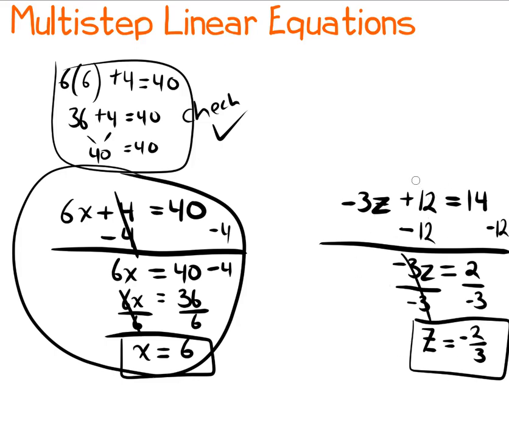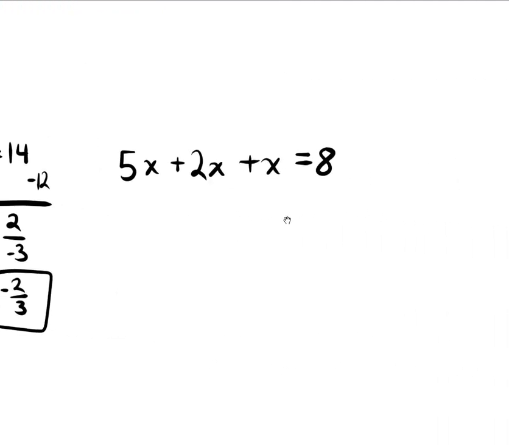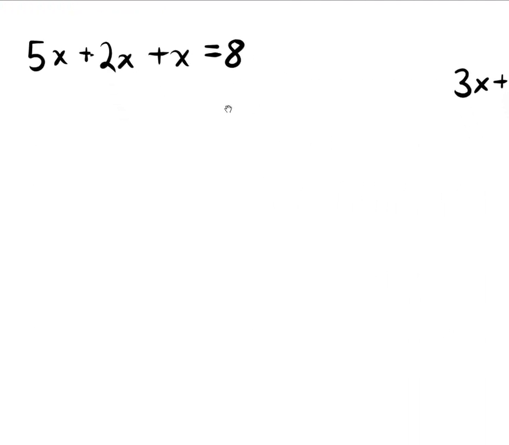Notice we subtracted first to get rid of the positive 12, and then we divided by negative 3 to isolate the z by itself, okay? All right, so at this point, I hope you are doing pretty well at this. I think that hopefully you are actually doing the problems. Remember, if you are not doing the problems, you're just not learning. So let's go ahead and move on to the next problem here.